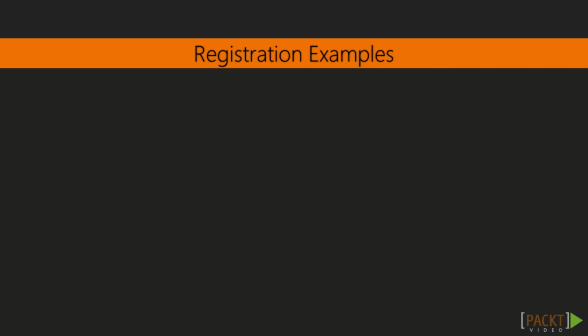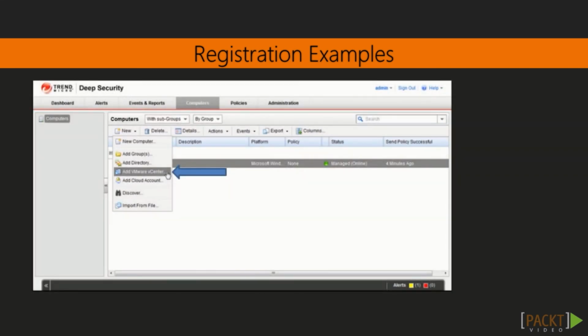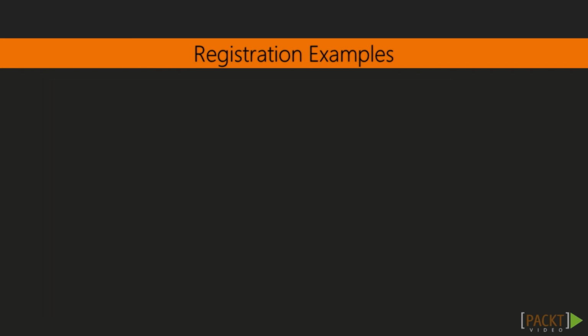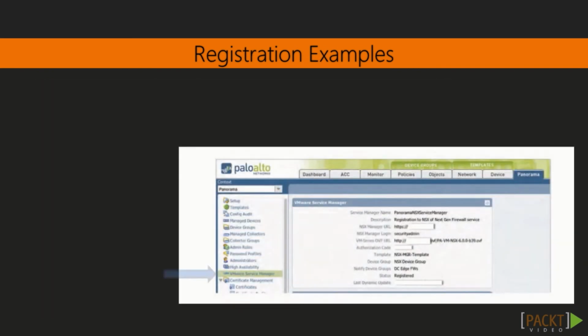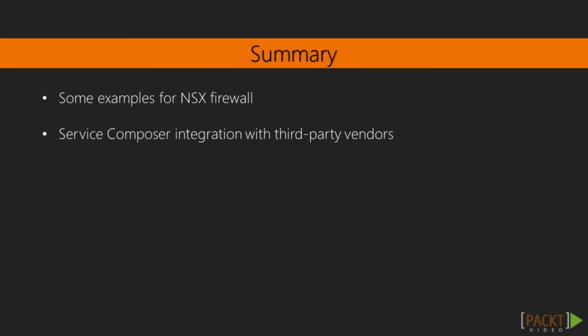Let's do a couple of registration examples to see that it's pretty simple. In Trend Micro Deep Security, you go to the web UI and just add a vCenter server, and then it is registered. Add the credentials, off you go. Another example is Palo Alto. Just open the Panorama web configuration page, go to VMware Service Manager and add all the information you need to register Palo Alto with NSX.